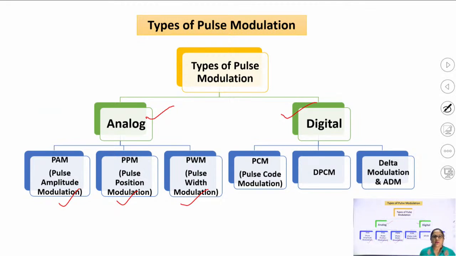In today's lecture, we are going to focus on the digital pulse modulation techniques, which are pulse code modulation, differential pulse code modulation, delta modulation and adaptive delta modulation. After this, we will also discuss line coding techniques, how we can convert digital data into a digital signal. So let us start first with pulse code modulation.